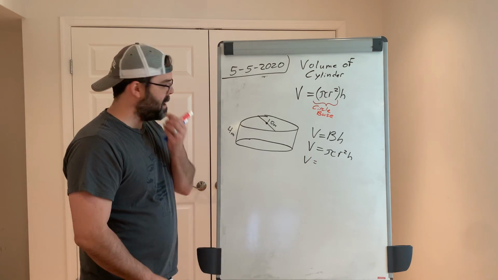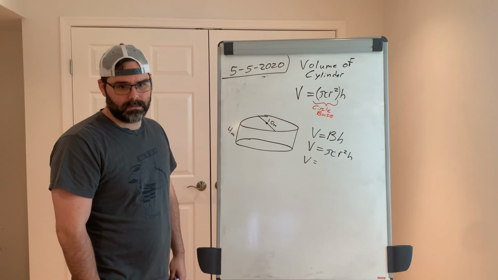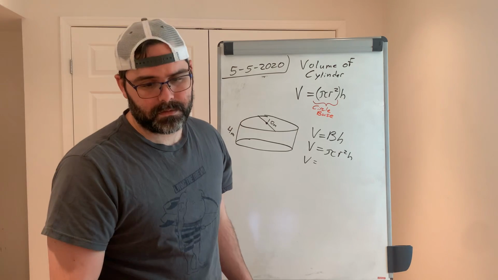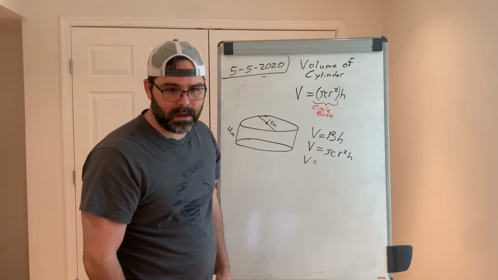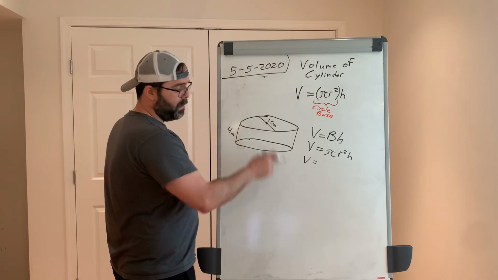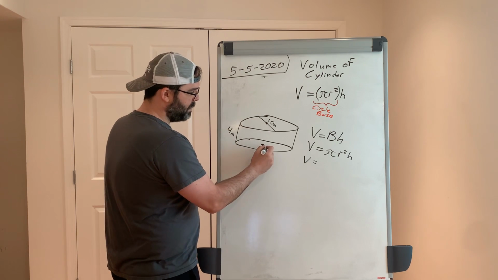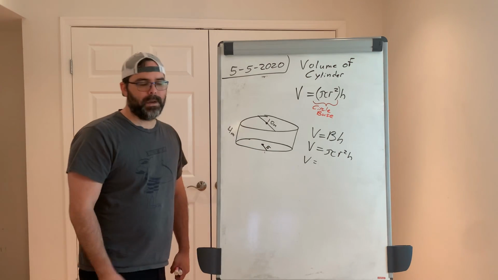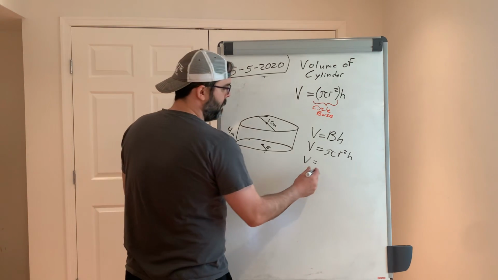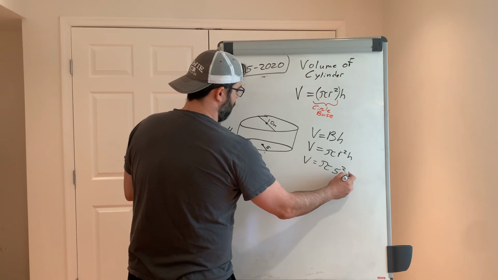So what is my radius here? What's my radius? Some of you might think that it's 10. It is not 10. The radius is 5. Why is the radius 5? Because here, my diameter is given. So if the diameter is 10, then the radius is 5. Because the radius is half the diameter. Okay? So we're going to use the 5, not the 10. So this is pi 5 squared 4.